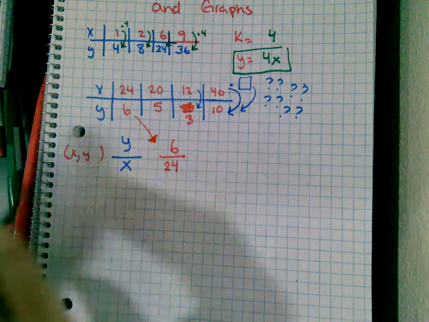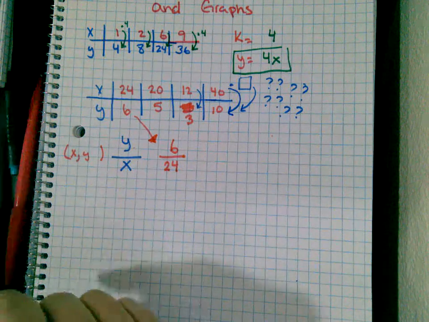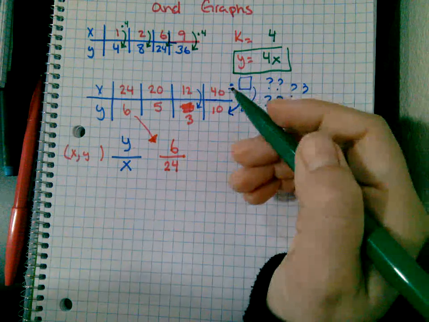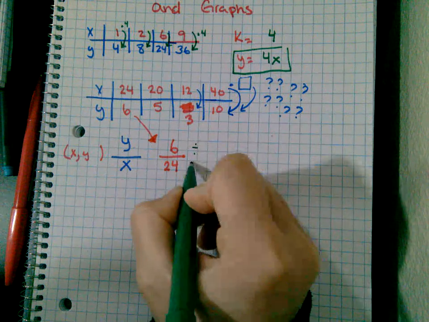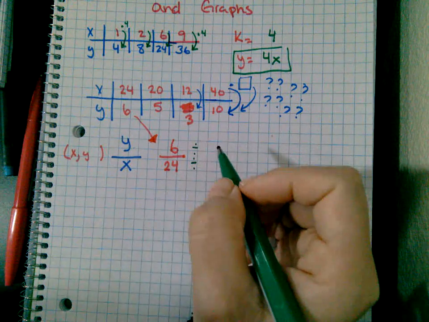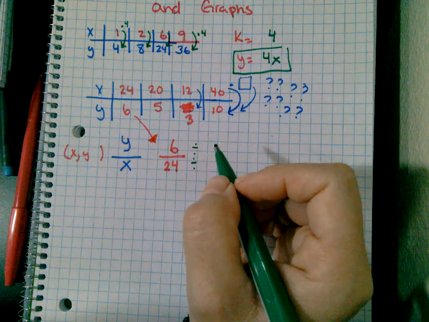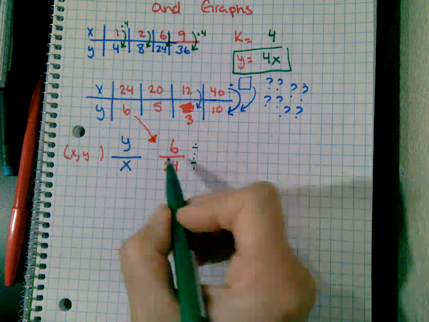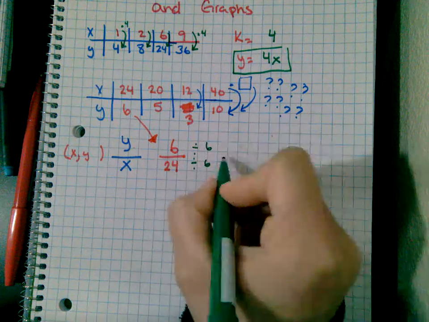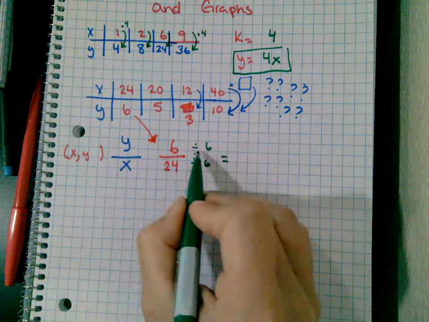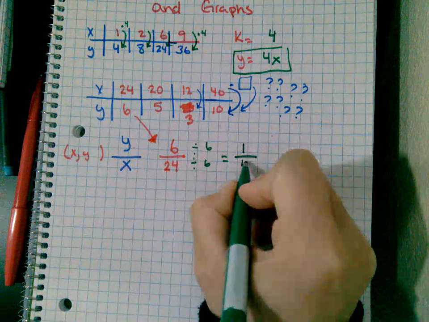Okay, this is where it gets hard, but it's not hard. That makes no sense, but it does to me. What can I simplify 6 and 24 by? What number can I divide 6 and 24 by? 4? No, I can't divide 6 by 4. 6. There we go. What's 6 divided by 6? 1. What's 24 divided by 6? 4.